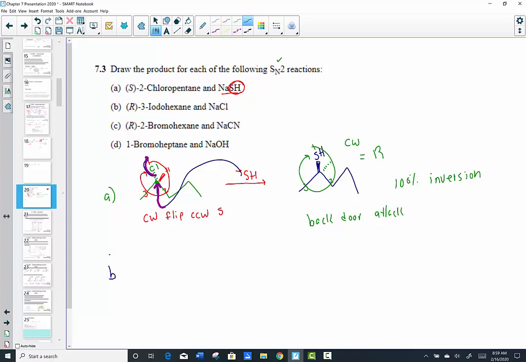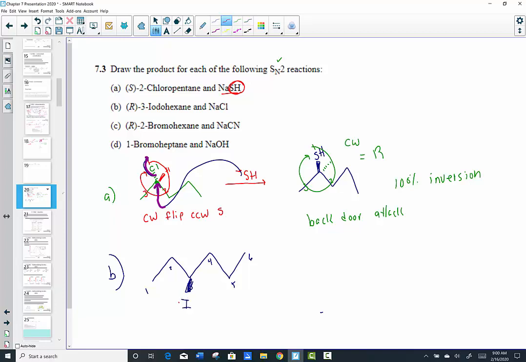How about letter B? R-3-iodohexane. All right, let's see. 1, 2, 3, 4, 5, 6. And on carbon 3, we have an iodo. I'm going to make it a wedge without really knowing. I'll just check it.